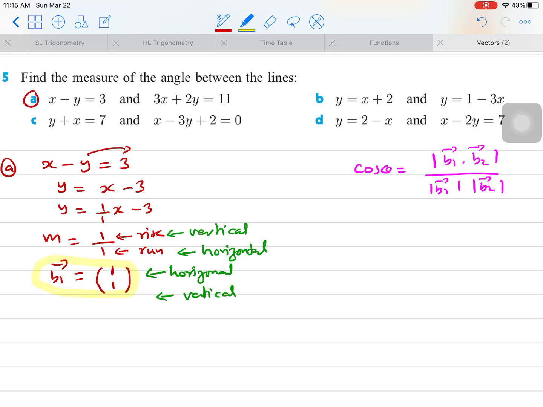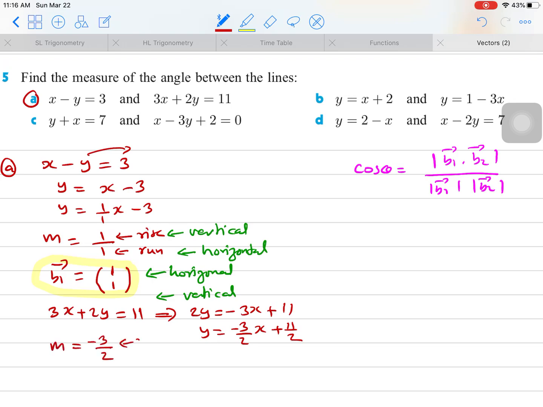I have my b1. So now the second line. The second line is 3x plus 2y is equal to 11. I try to make y the subject. So 2y is equal to minus 3x plus 11. So y is equal to minus 3 by 2 x plus 11 by 2. Therefore, the gradient m is minus 3 by 2, which is again rise over run. Rise stands for vertical, run stands for horizontal. So now I find my b2 vector.